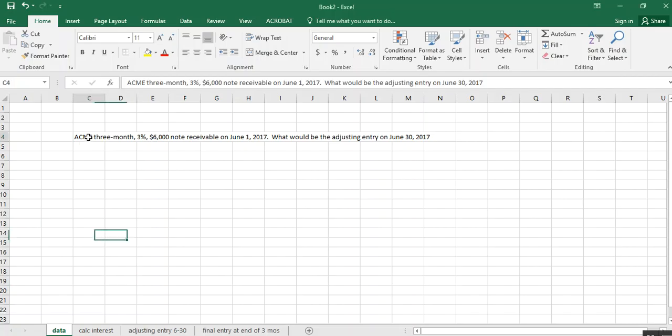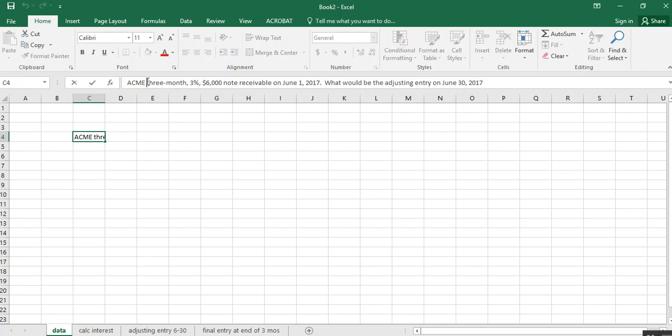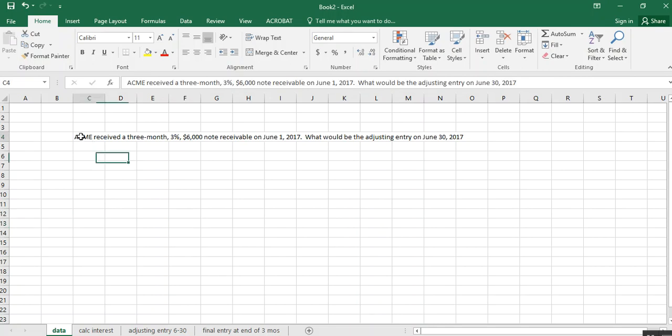Notice Acme Company received, let me put it here so it's clear, a 3-month note. It's a 3% note. Remember, when you hear 3%, you immediately think 3% per year. $6,000 note receivable, so they'll collect $6,000 at the conclusion of 3 months, otherwise known as about 90 days. What would be the adjusting entry on June 30th?